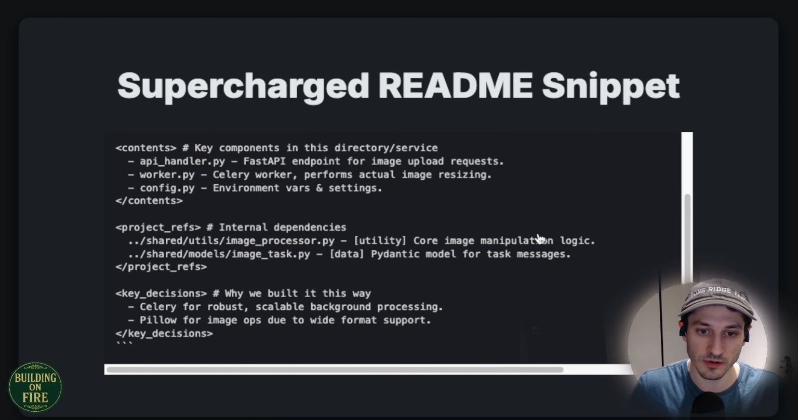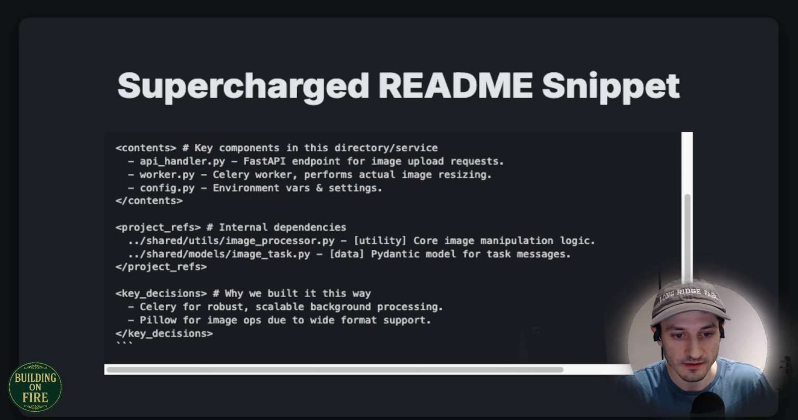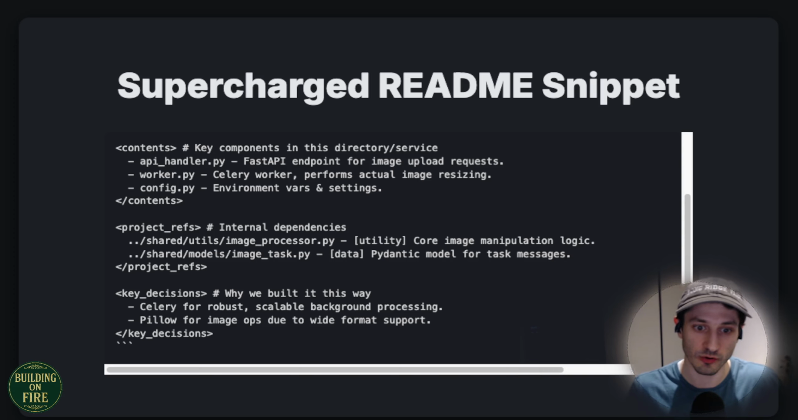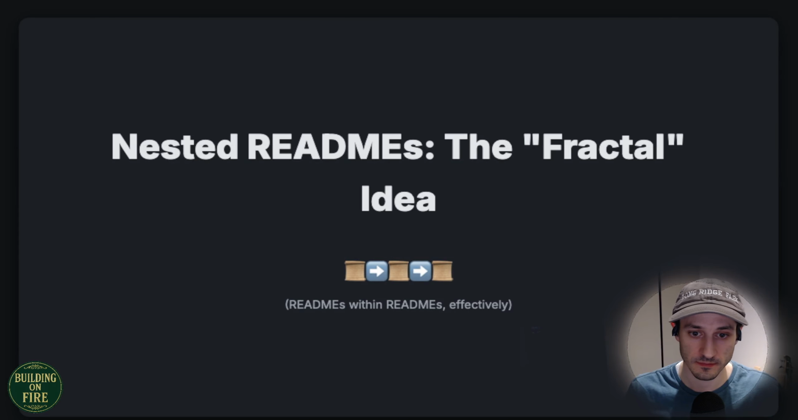References to dependencies inside the project. Key decisions that were made, describing what we did and why we're building things a certain way. It's not rocket surgery, but it's just clarity everywhere. And the AIs will write it for us.